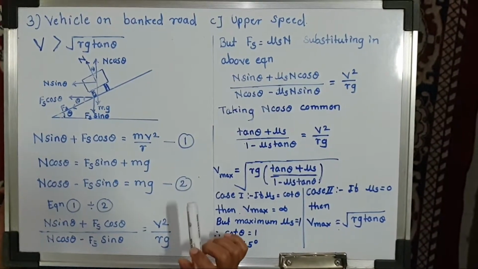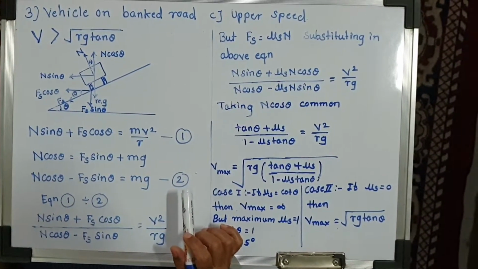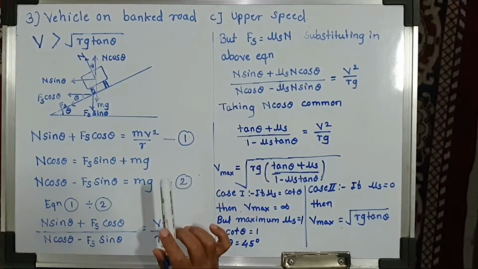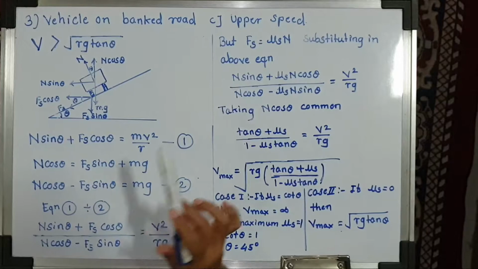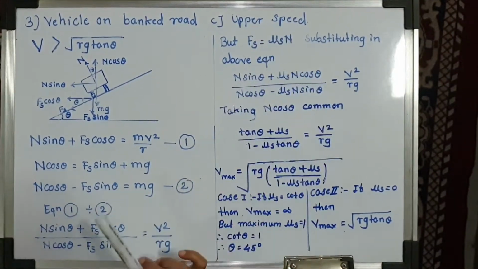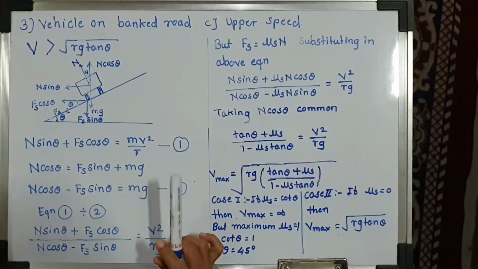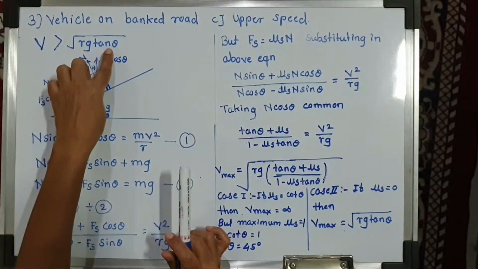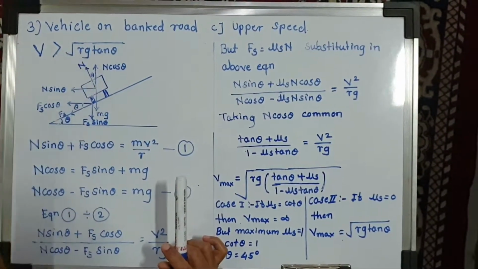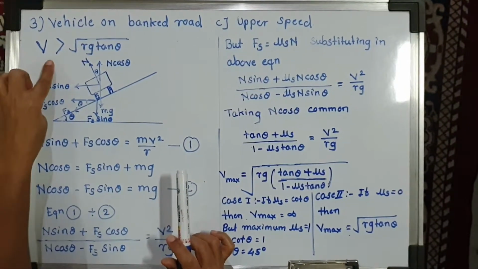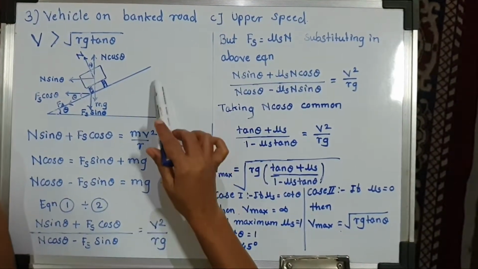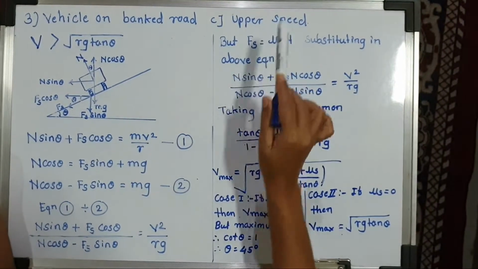Hello students, in the previous lecture we saw the most safe speed and lower speed on a banked road for a vehicle. Today we have to see the upper speed. When speed is under root rg tan theta, that speed is known as the most safe speed. When speed is greater than this speed, that speed is known as the upper speed.